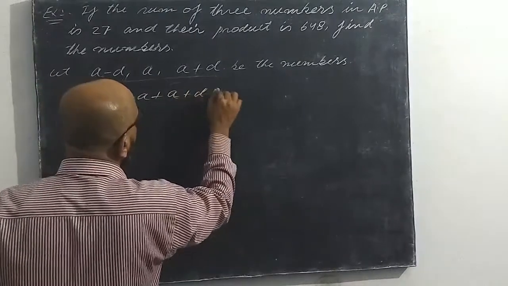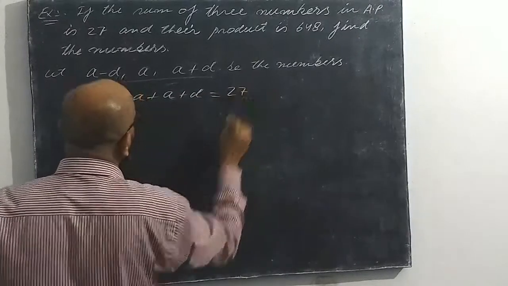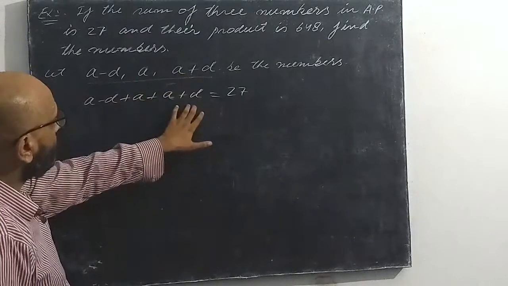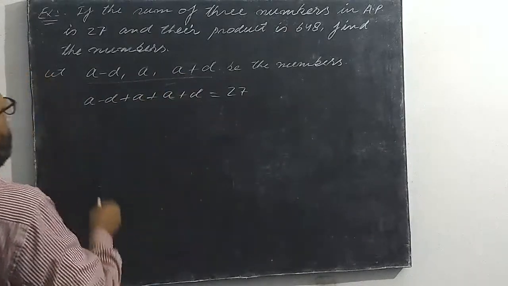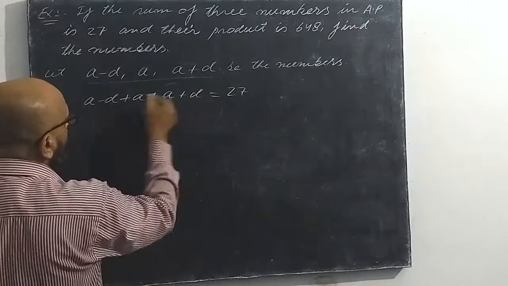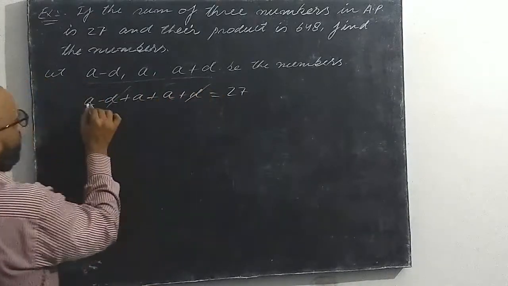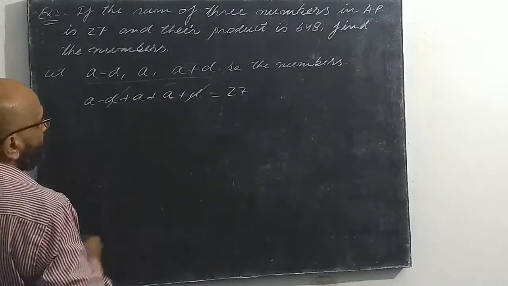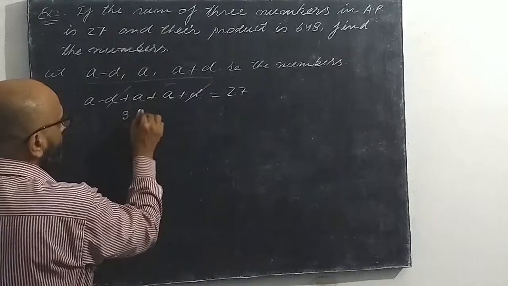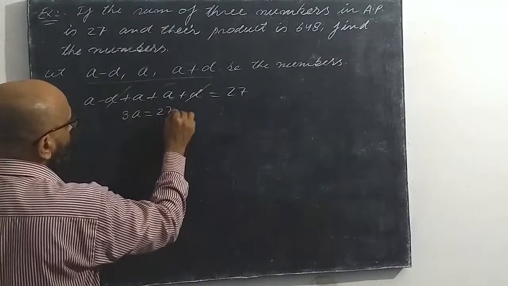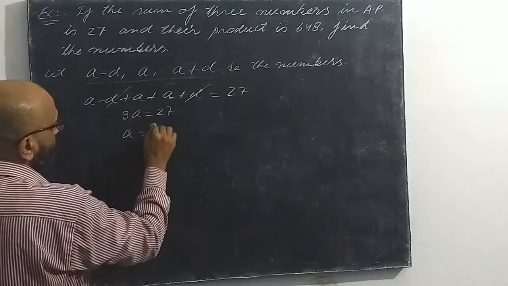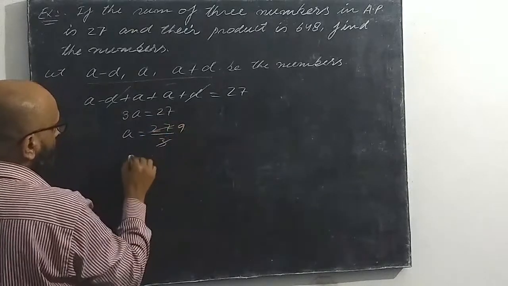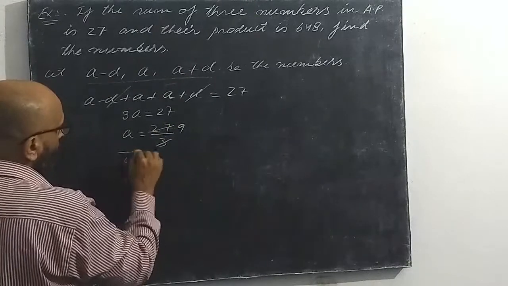A plus d is equal to 27. So you see the sum of these 3 numbers, a minus d plus a plus d, is equal to 27. Here minus d and plus d cancel, and only these 3a are left. All the 3a's are positive, so they should be added. We get 3a is equal to 27. So a is equal to 27 upon 3, and 3 9s are 27. So simply a is equal to 9.